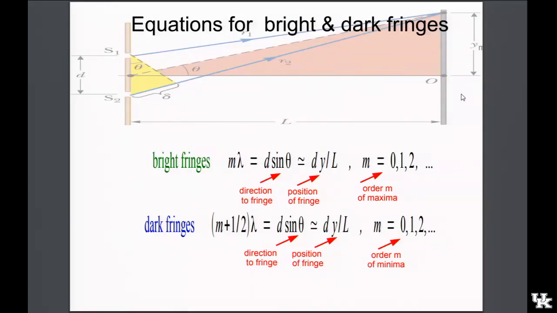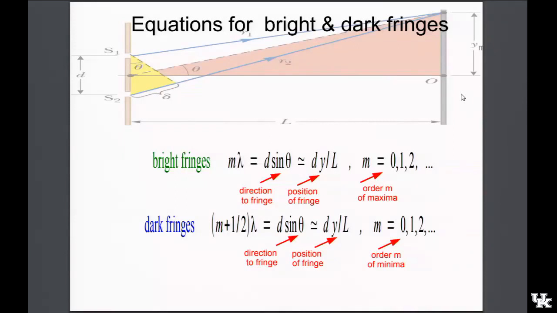And they show you the location of the bright fringes and the dark fringes. It depends on the wavelength of the light, and it depends on the slit separation, and it depends on the distance between the slits and the screen. So that's the lambda, that's the y, and that's the L.